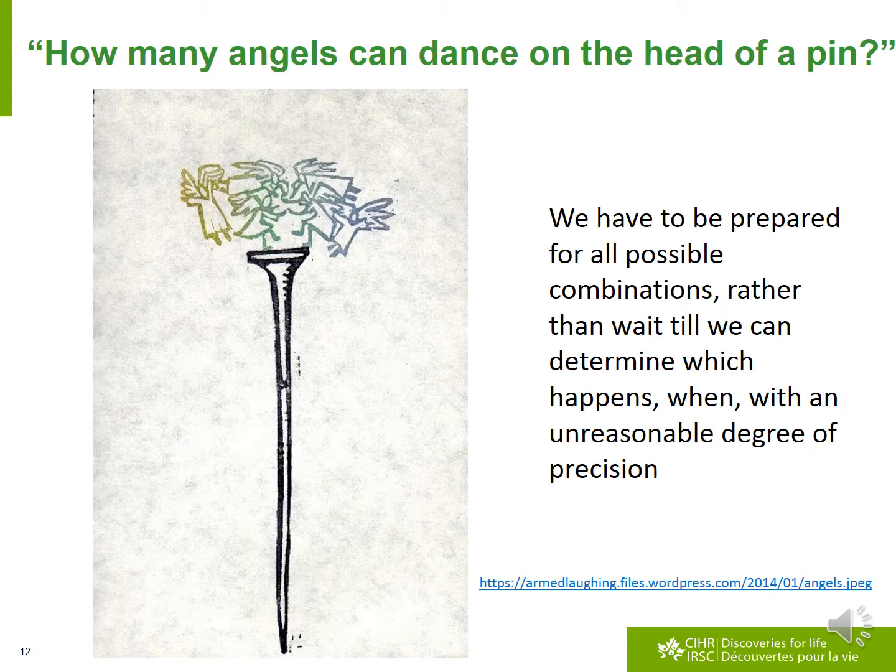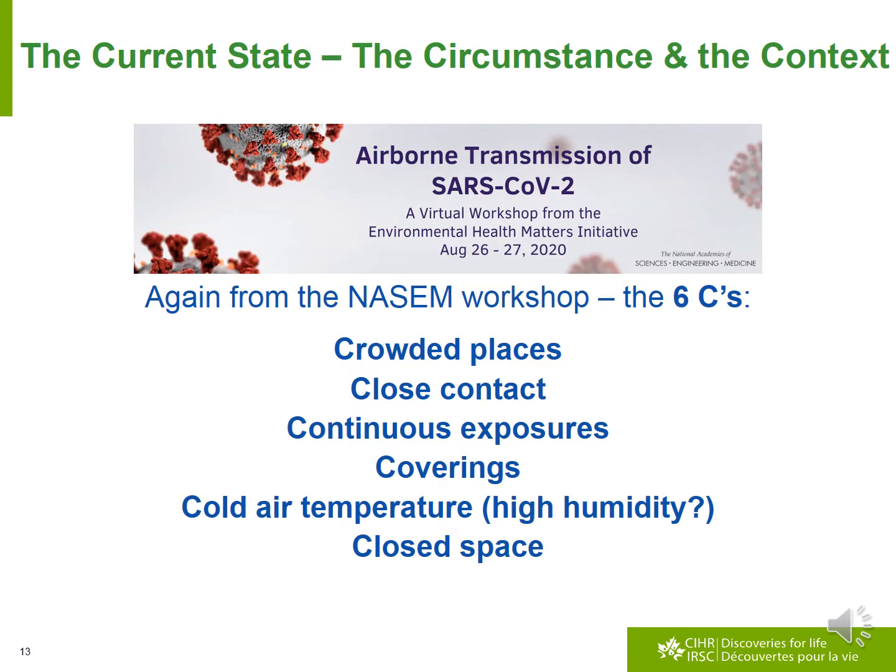However, because things can change so much, aren't we really just counting how many angels can dance on the head of a pin? We need to be prepared for all possible combinations rather than wait until we have the science that can determine what will happen when and with a very high degree of precision. So the workshop had more than 3 or 4 C's. They had 6 C's, and they're listed here. And I would add a 7th, circulation or outdoor air supply.